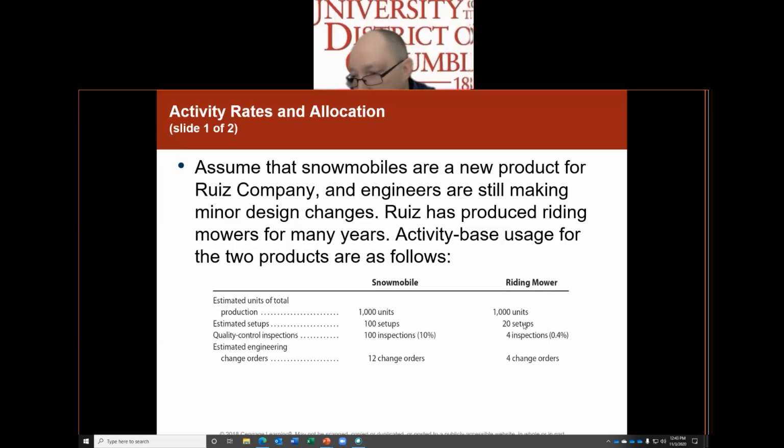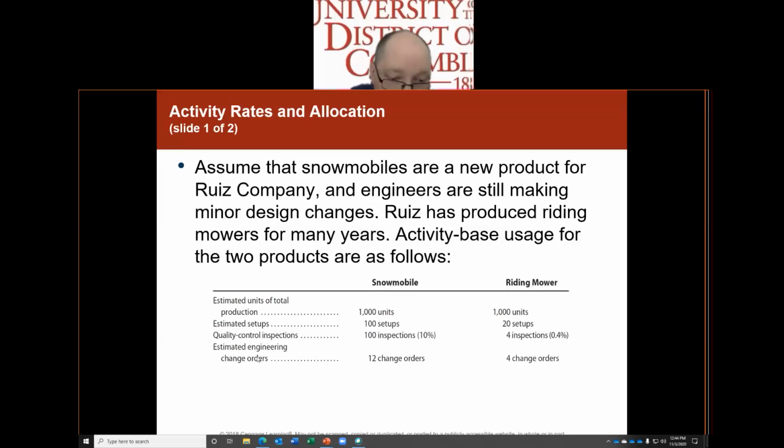Remember, a setup is the tooling that you need to do in order to get your machines ready for running a batch. We're going to have 100 inspections for snowmobiles and 4 inspections for riding lawnmowers. Those are quality control inspections. Those involve breaking down the machines, reassembling them, and making sure that everything is in spec.